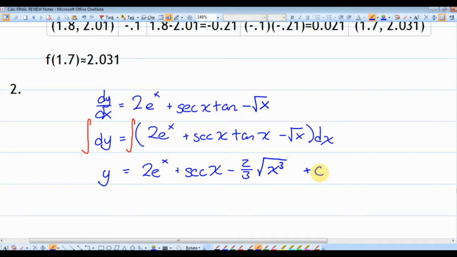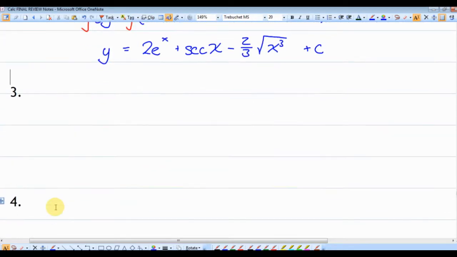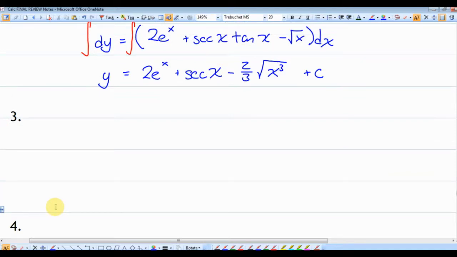Mr. Berry, on the test, are there going to be some answers without a plus C to throw us off, or would that just be a typo? It's possible that you'll have one without a plus C, just to mess with you. Possible. Question 3.